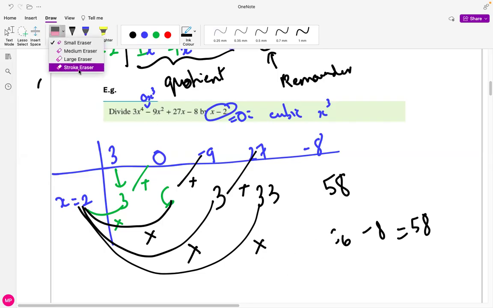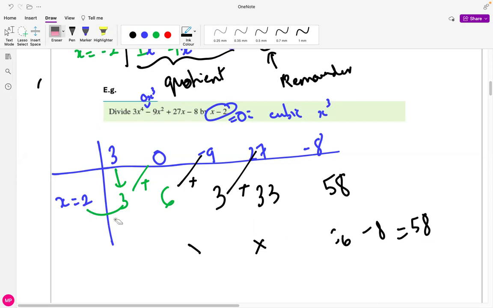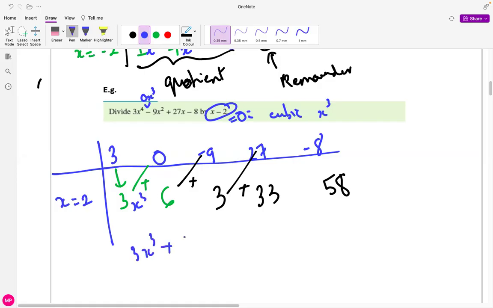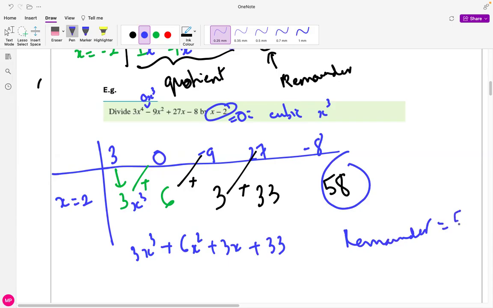So what do we have? How do we write the answer? So the answer will be 3x cubed. You know the answer will be cubic. So 3x cubed plus the next one, you bring down one power, 6x squared. The next one is 3x and the constant is 33. Okay, this is called the remainder. So your remainder is 58.